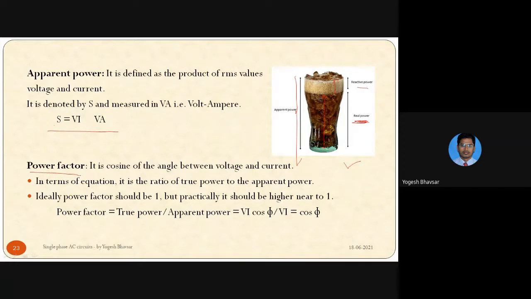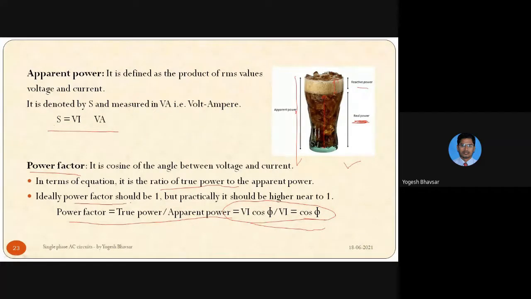In terms of equations, we can again represent this. It is a ratio of true power to the apparent power. Look at that, true power to the apparent power is nothing but VI cos phi by VI, that is equal to cos phi. So that's why it is the ratio of true power to the apparent. In many ways we can calculate this power factor, even from the phasor diagram, where we know the angle phi. Right? Many ways we can calculate this.